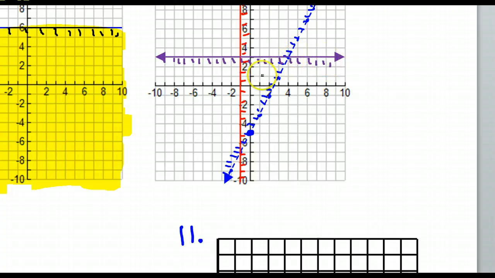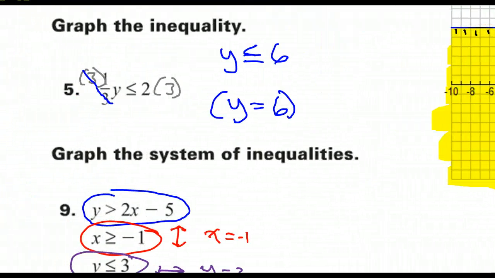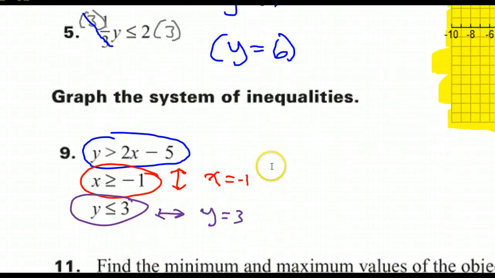Now I will shade in the area that satisfies all 3 inequalities. So this will be the feasible region. These are the solutions. This is the solution area. And that is how you do number 9.